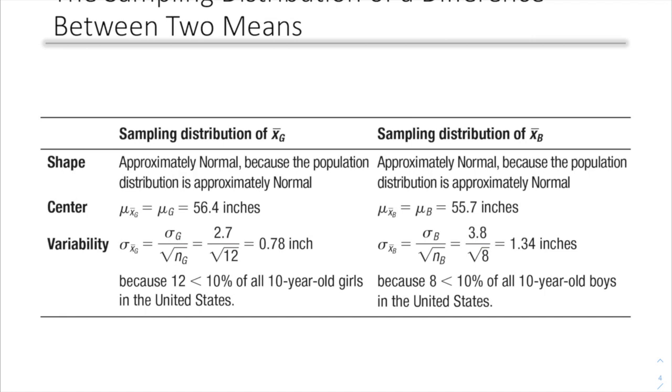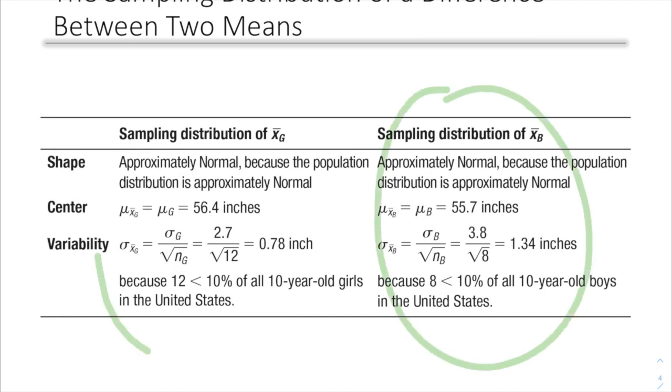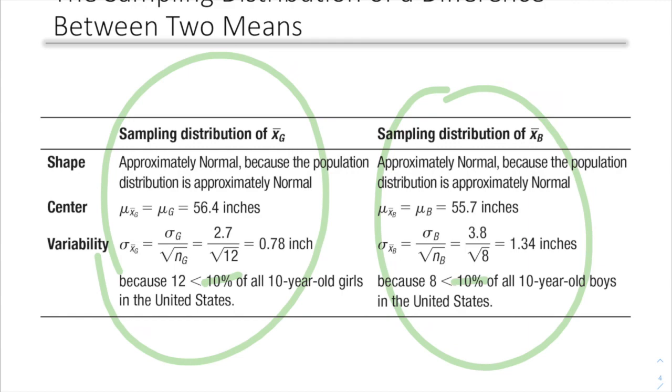So the sampling distribution of the difference between the means; individually, these are their sampling distributions. Right? We know that the population is normal, so the sampling distributions are normal. The mean of the sampling distribution is the same as just the parameter value. And then to calculate the standard deviation, or the variability, you take the standard deviation of the parameter and divide by the square root of the sample size. And then, of course, your 10% rule must be valid in order to calculate that standard deviation.